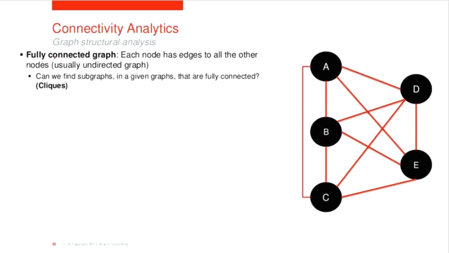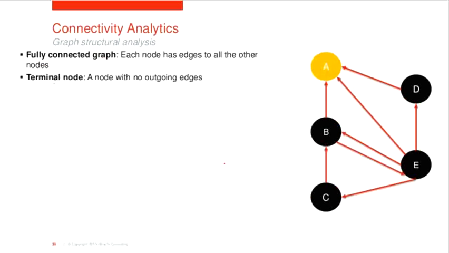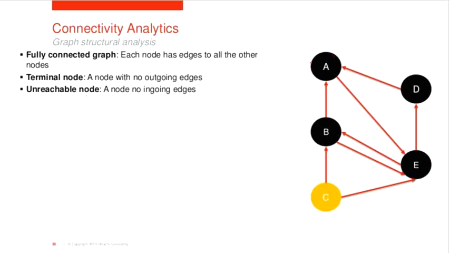Next, we can see if the graph is fully connected or not. In terms of fully connected, we say that each node has edges to all of the other nodes. Okay? So given your position at any one node, you can literally access all of the other nodes inside your graph. And then we check for terminal nodes, which are the nodes that have only incoming edges but no outgoing edges. So if you somehow get to this one, you're at a dead end and there is no path forward.